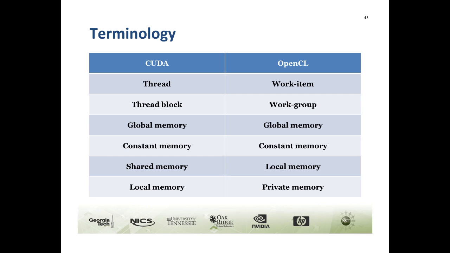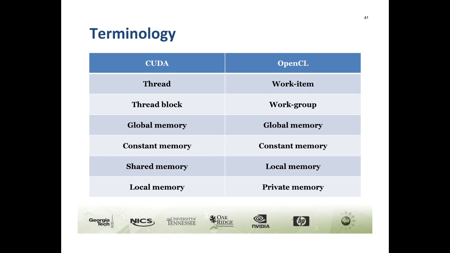Here's some other terminology you have to be aware of in OpenCL, but there's a lot of consistency here. In CUDA, there's a thread. In OpenCL, they're called a work item. In CUDA, it's a thread block. In OpenCL, it's a work group. Global memory, constant memory, shared memory, local memory, private memory. So this is the one bad mapping that you need to keep aware of.